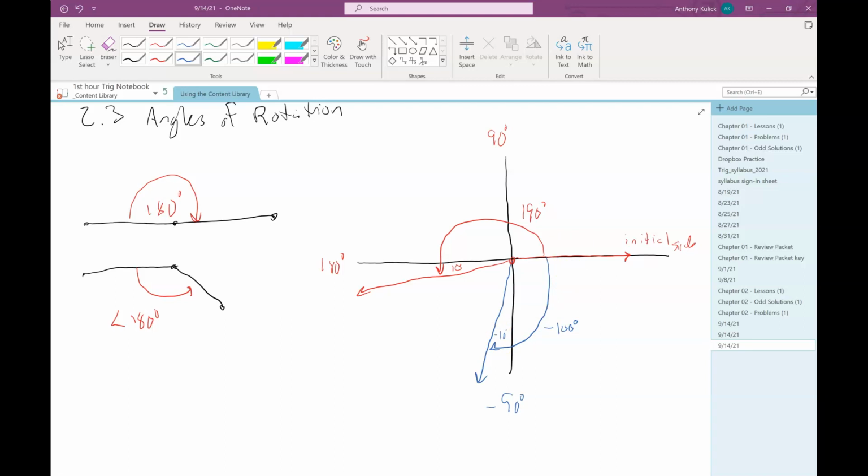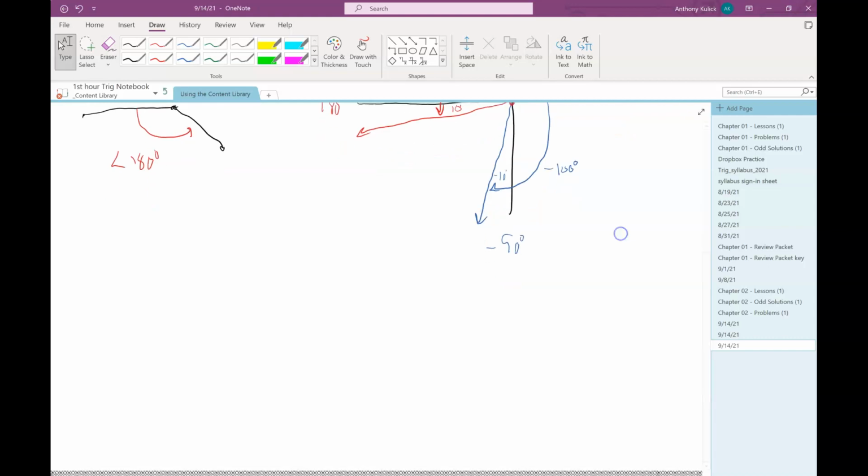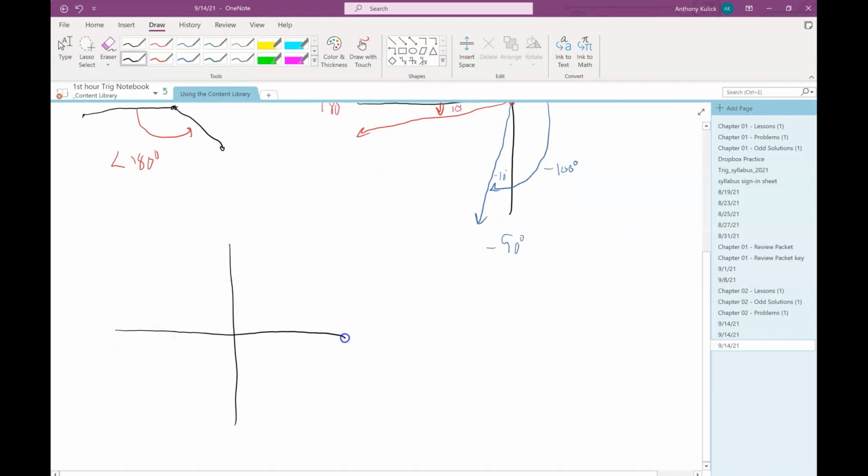Now, an interesting question would be, what if we wanted to talk about a 90 degree angle and a 450 degree angle? Well, a 90 degree angle would be this. And for 450 degrees, well, 90, 180, 270, 360, and then 90 more puts us at 450. So we've gone around one full time, and then back again to here.